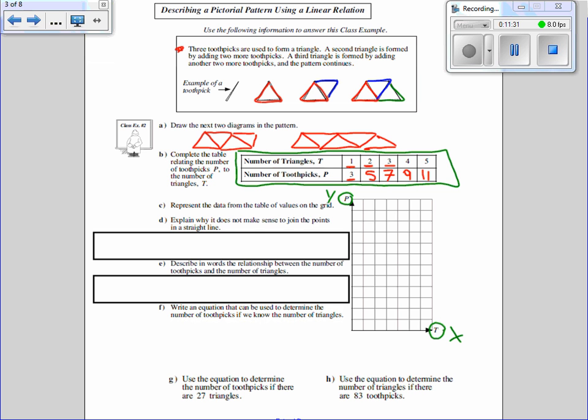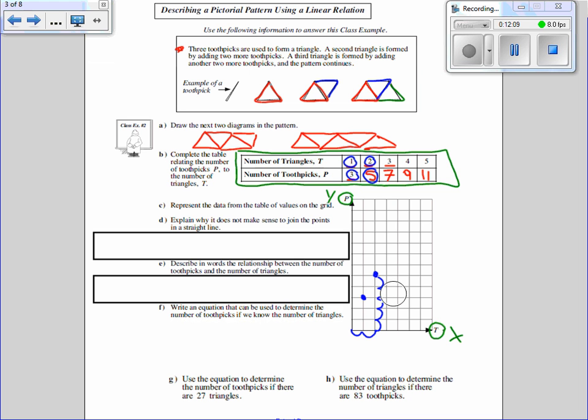So, our very first thing we want to plot is we had 1 triangle, so we went 1 to the right. We needed 3 toothpicks, so we go 1, 2, 3. And we create a dot right there. And that dot will show us our first point on our table of values. Our second one that we had was 2 triangles, so now 1, 2, and then it took 5 toothpicks. So 1, 2, 3, 4, 5. That's where we draw our next point.